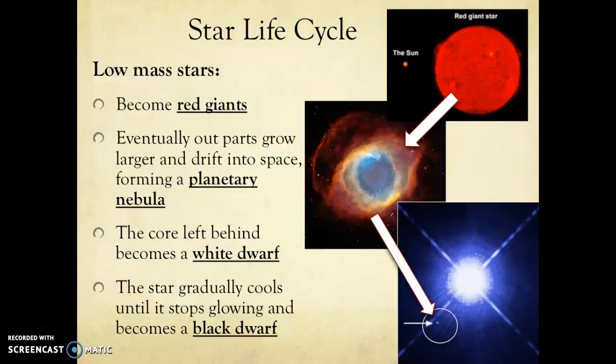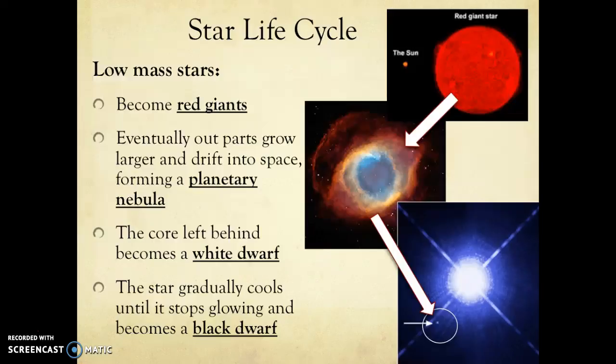Okay, so when the outer portion expands, with low mass stars, it expands into a red giant. And this is basically just a very large star that happens to be a red color.